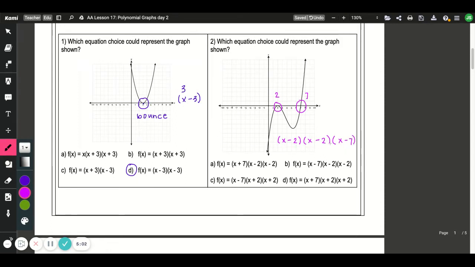And they don't have to be in this order. They can be in any order. Notice I have my x minus 7 at the end. Some are in front. Oh, these are all in front. So it doesn't matter which order you put them in. Just pay attention to the signs. So I want it to be minus 2, minus 2, minus 7. That would be B right here. Okay.